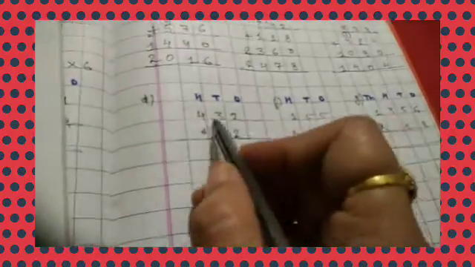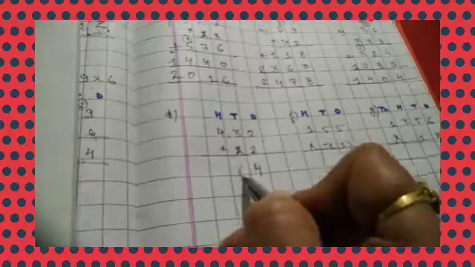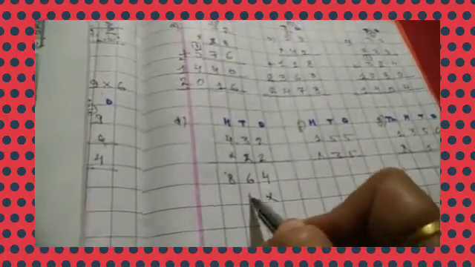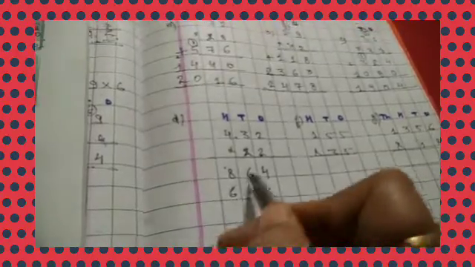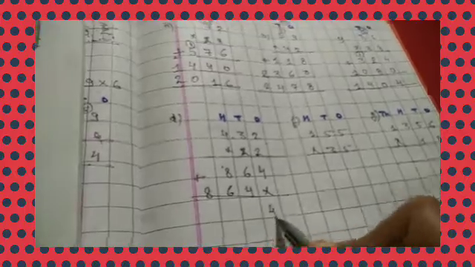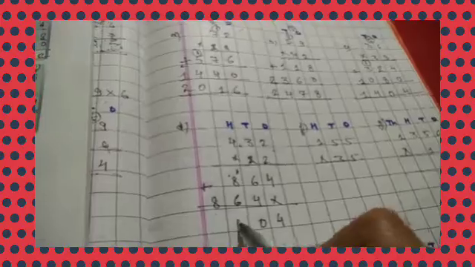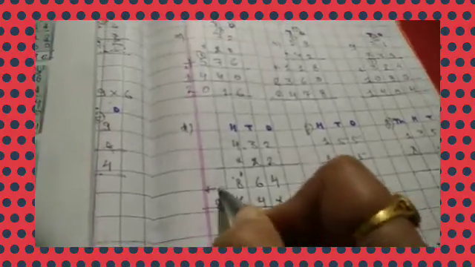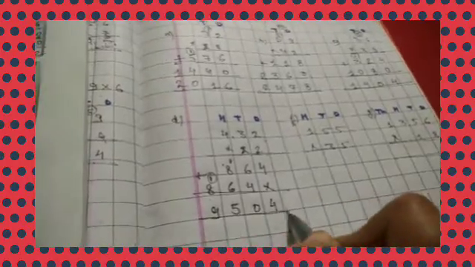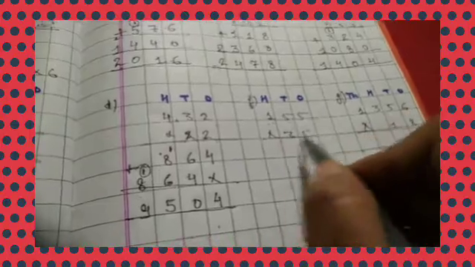Now part D, 4032 into 22. So 2 2s are 4, 2 3s are 6, 2 4s are 8. Okay, now put a cross. 2 2s are 4, 2 3s are 6, 2 4s are 8. Now add this up. 4, 10, 0 carry 1, 8 and 1 is 9 and 6 is 15, 5 carry 1, 8 and 1 is 9. So answer is 9504.